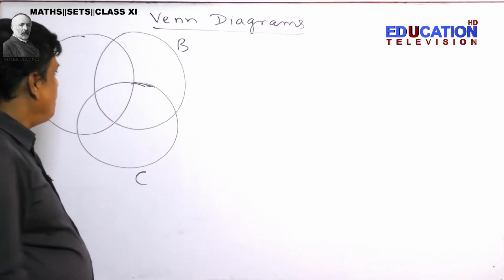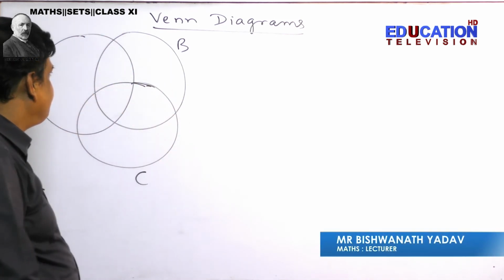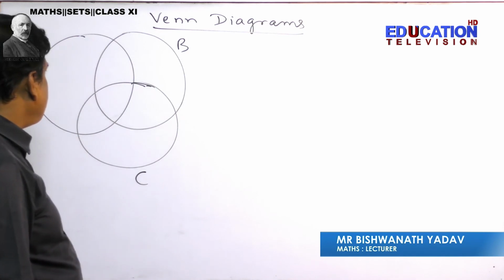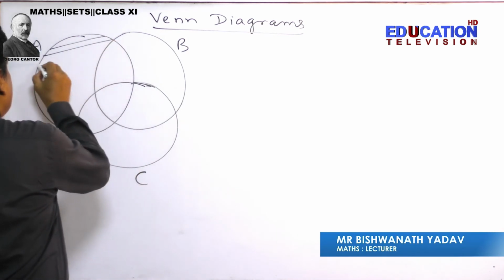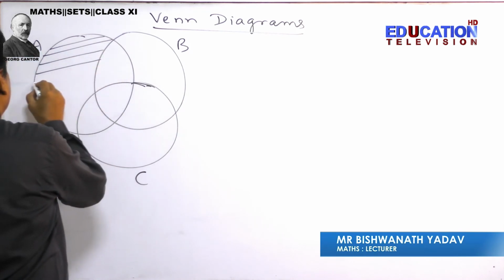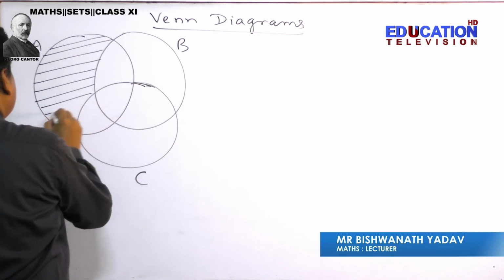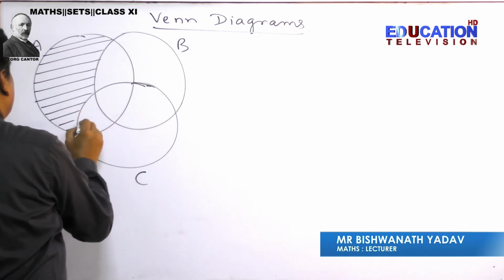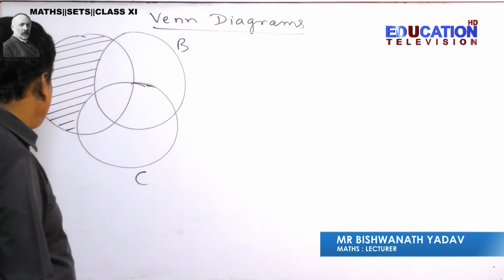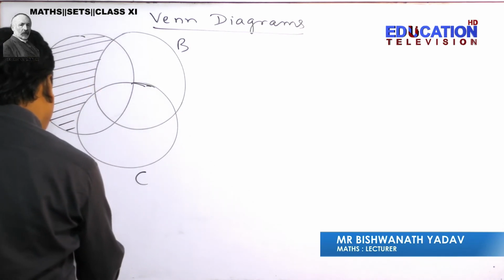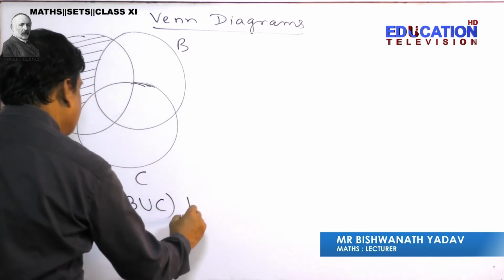B union C means part of B and also part of C. A minus (B union C), that part of set A which is formed by the remaining part of set A excluding the part of B and C. So this shaded region is A minus (B union C).